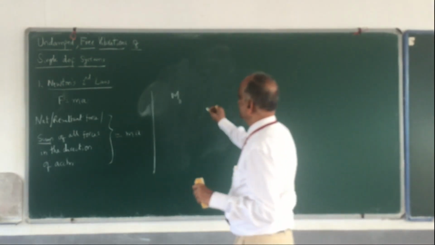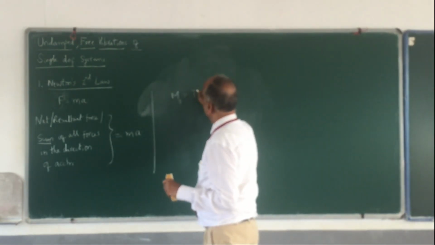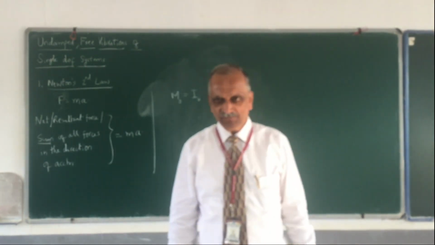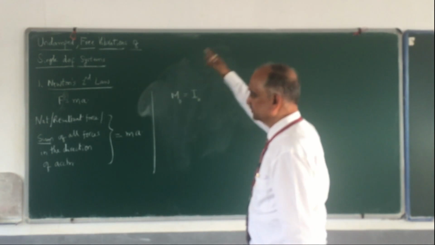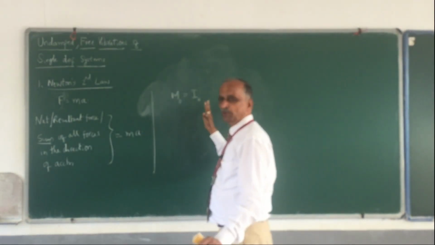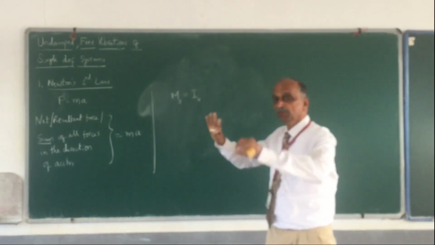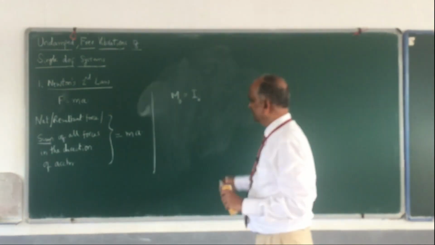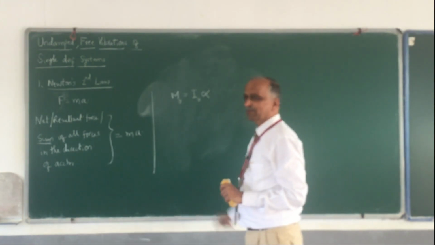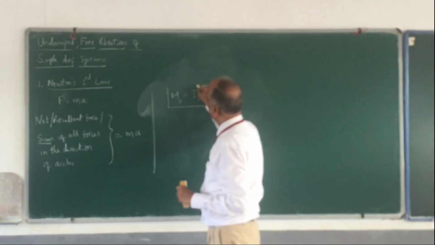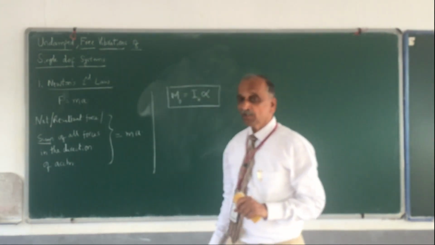So M_O is equal to I_O. I is the mass moment of inertia. On the other day also I had mentioned, for rotation, mass is not just important. We want to know how the mass is distributed. That is nothing but the moment of inertia. This multiplied by alpha. So this is Newton's second law for angular motion.